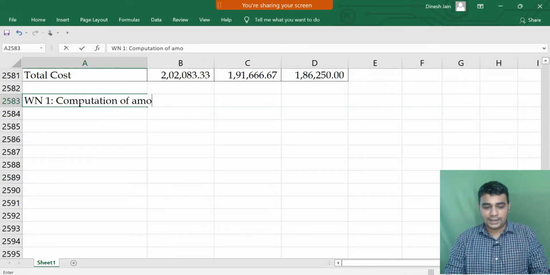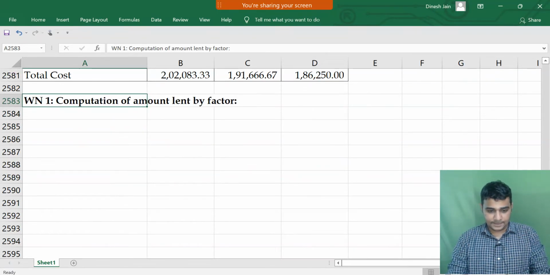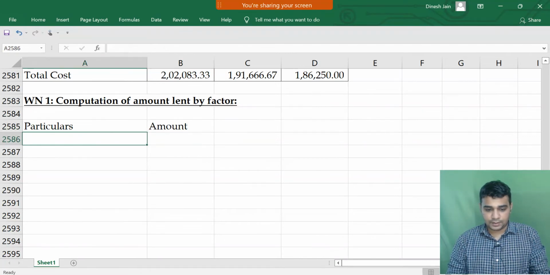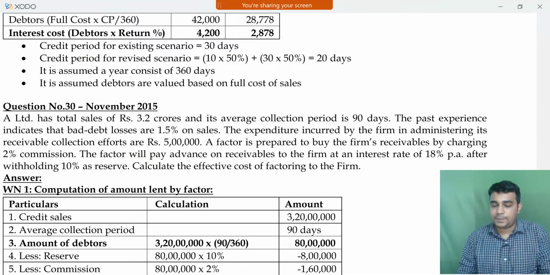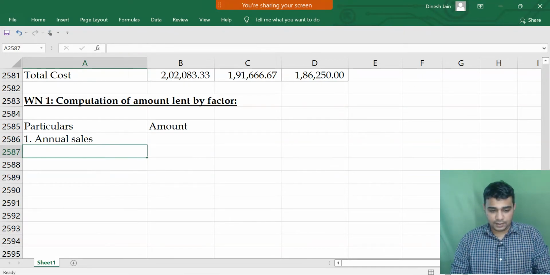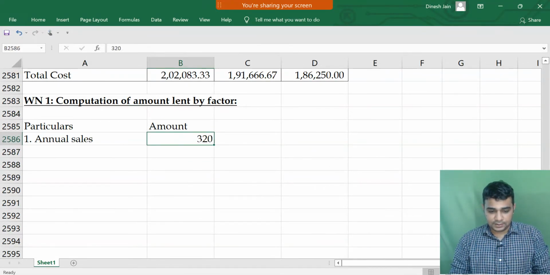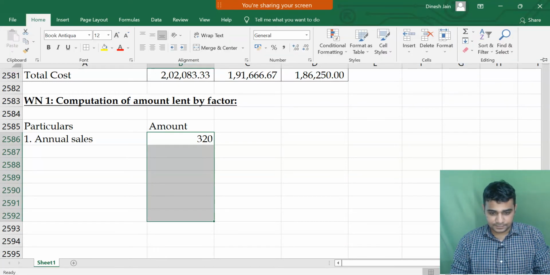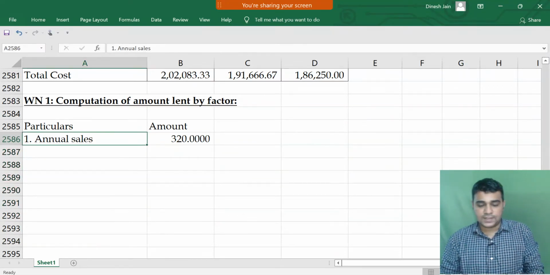Computation of amount lent by factor. Particulars, amount. Computation of amount lent by factor: annual sales, I'm doing it in lakhs, 320 lakhs. Annual sales is 320.